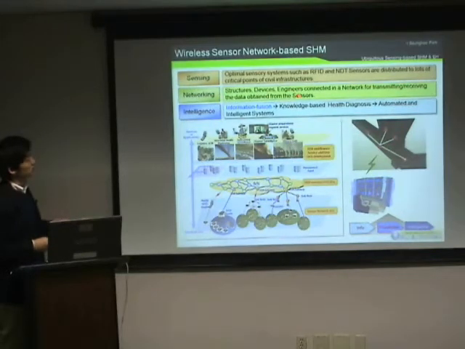Structures and devices are connected in a network for transmitting and receiving data obtained from the sensors. And finally, intelligence function. Based on information fusion technology, we can tell structural damage, and we can classify different kinds of structural damage classes based on automated and intelligent systems. So why don't you imagine a lot of USN systems distributed on critical members of bridge structures.